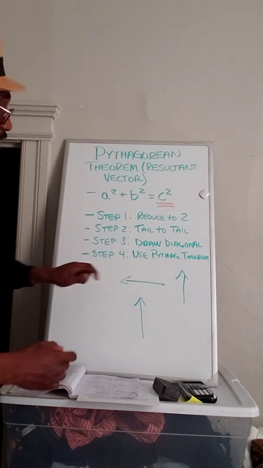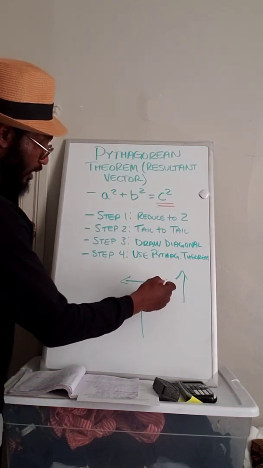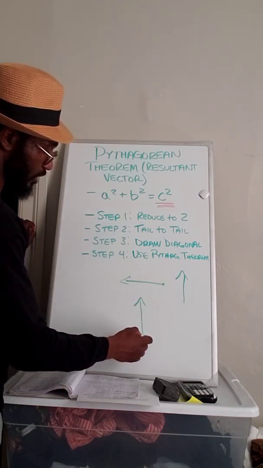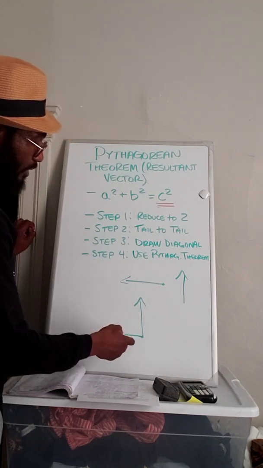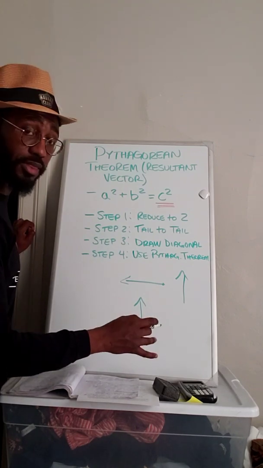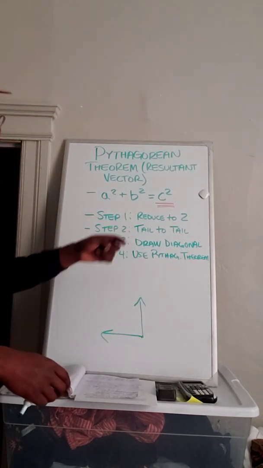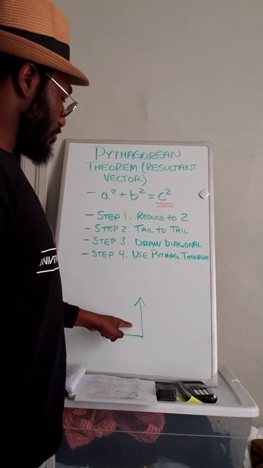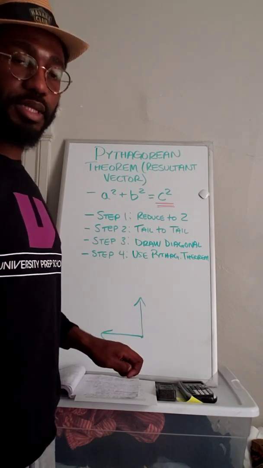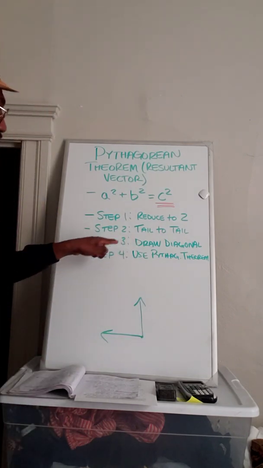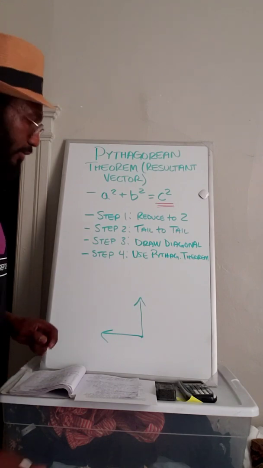When I draw this other one, I start the tail of it where the tail of this one is, and I'm going to draw the rest of it that way. So my tails are touching. That's good, okay? So that's step two. Just take your two resultant vectors, make the tail of one touch the tail of the other, okay? Step three is to draw your diagonal, okay?